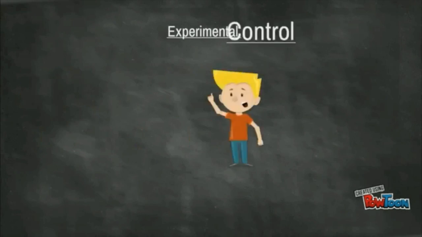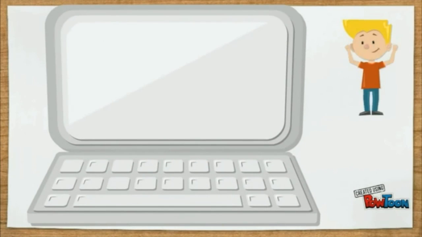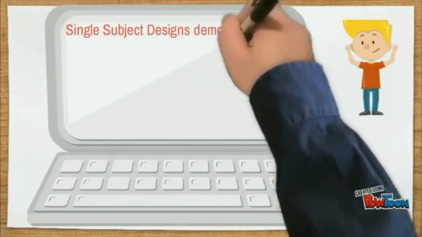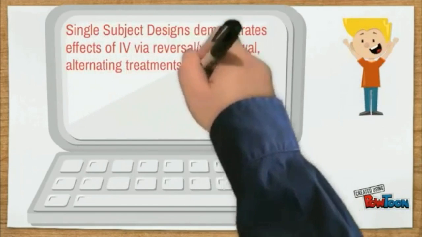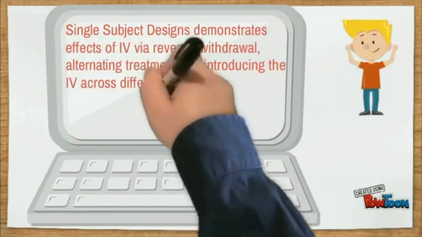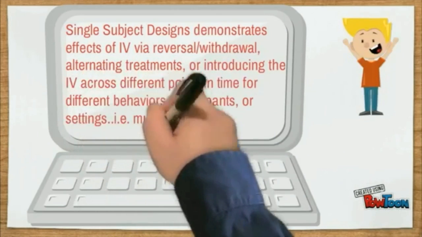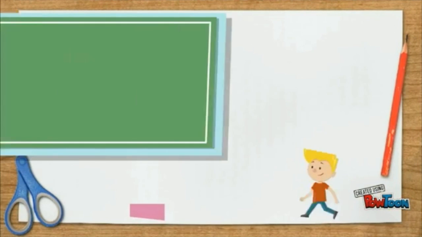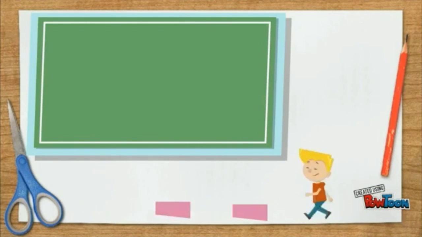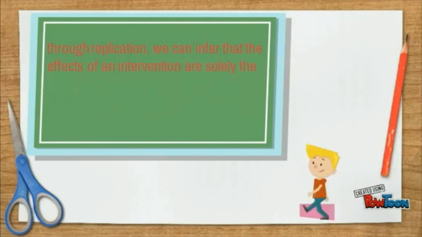Experimental control with replication. Much of the power of single subject designs involves replication of the basic design across individuals. A single subject design aims to demonstrate effects of the independent variable by reversing or withdrawing treatment, alternating treatments, or introducing the independent variable across different points in time for different behaviors, participants, or settings in what is often known as multiple baseline design. It is through this replication one can infer that the effects of an intervention are solely the result of the introduction of the IV and no other confounding variable.